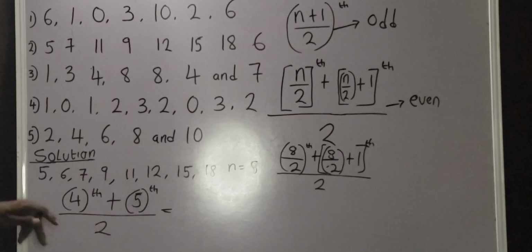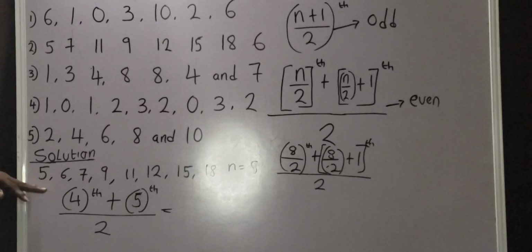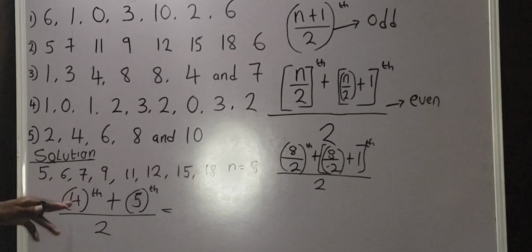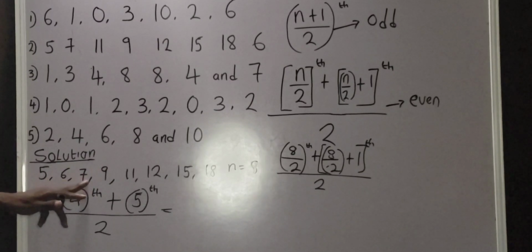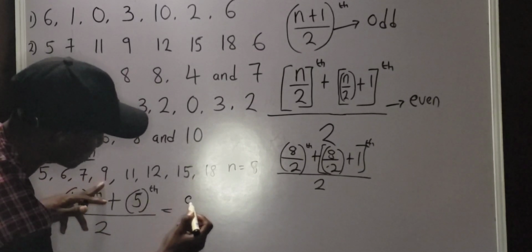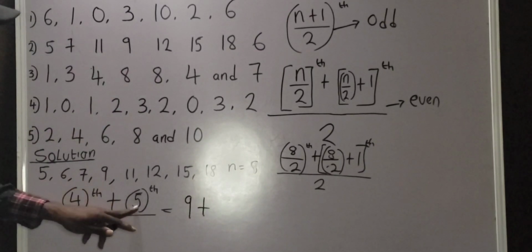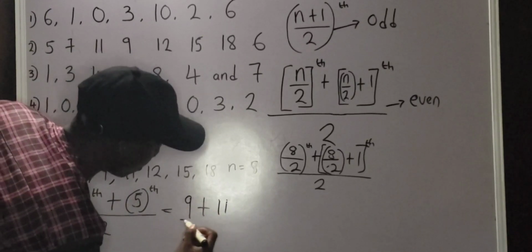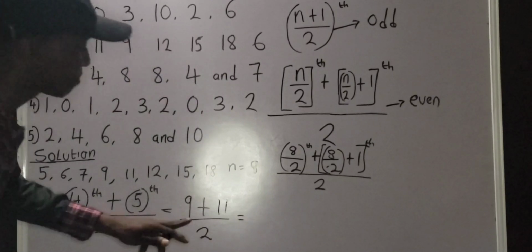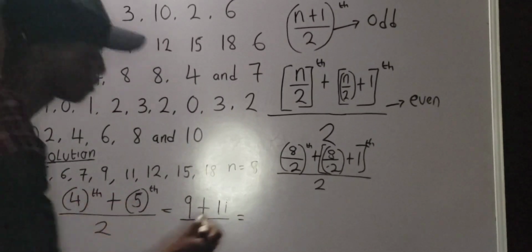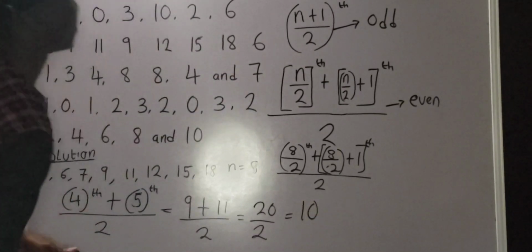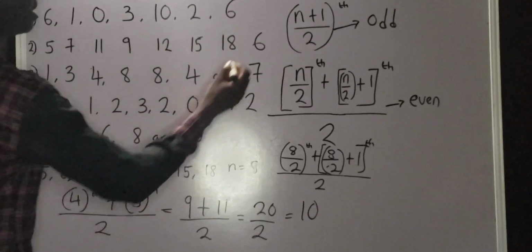The next step is that I'm going to go to the data set that I've already arranged in ascending order, which is this data set. I'm going to look for the fourth term. This is the first term, second term, third term, and the fourth term. So I'm going to have 9 plus the fifth term. The fifth term is 11. So I'm going to add 11 all divided by 2. So 9 plus 11 is 20. So 20 divided by 2 is equal to 10. So the median of this data set is 10.